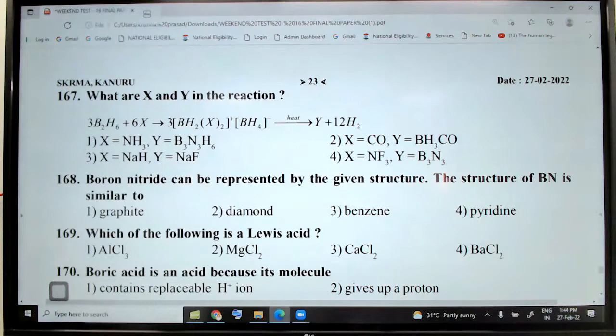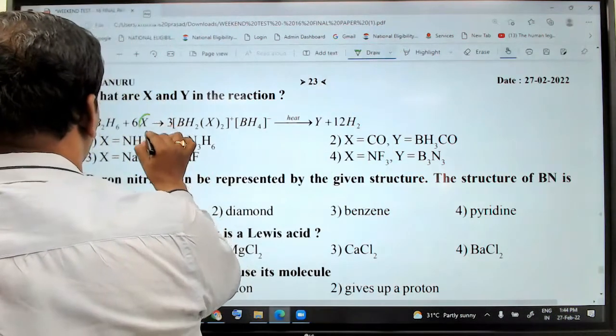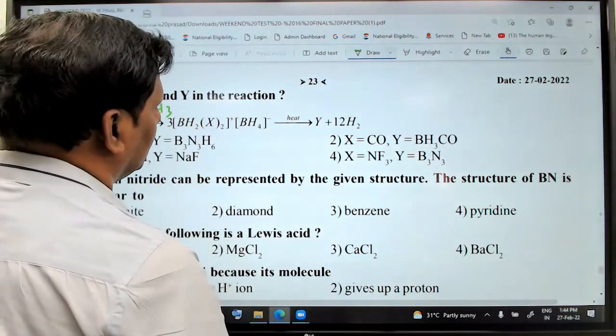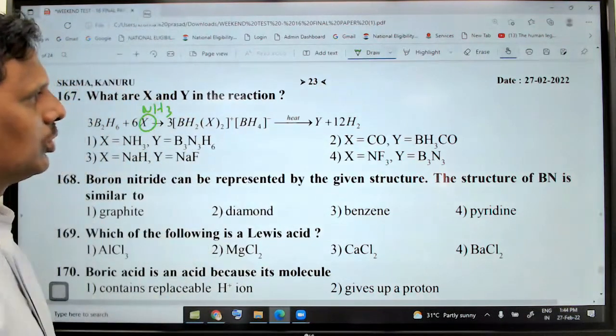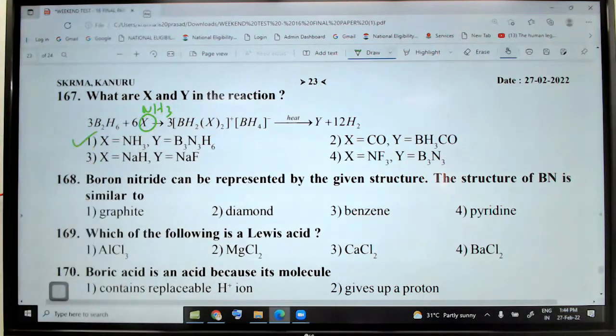Actually, X is nothing but ammonia. This equation is very important. Diborane reacts with ammonia. This is nothing but ammonia, right? What will be formed? Borazole, borazine. The first option: borazole and borazine. We call it inorganic benzene.